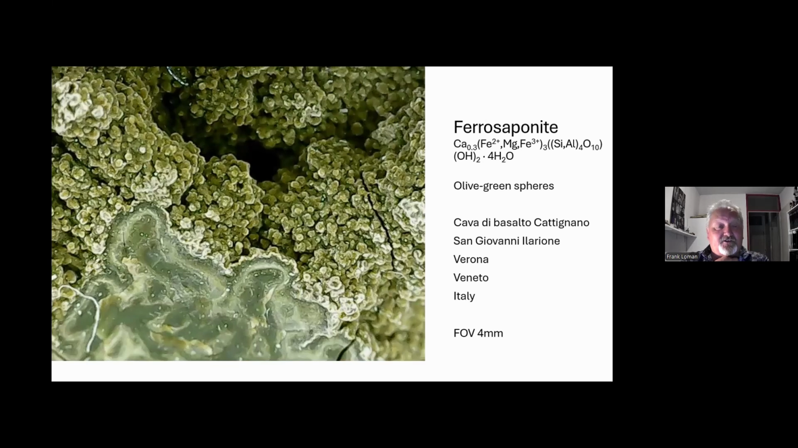Ferrosavonite, which is a silicate, and it's actually not a noticeable mineral as such, but I like the way all the small olive green spheres are grouped here. This is from the basalt quarry in Catignano in Verona in Italy.